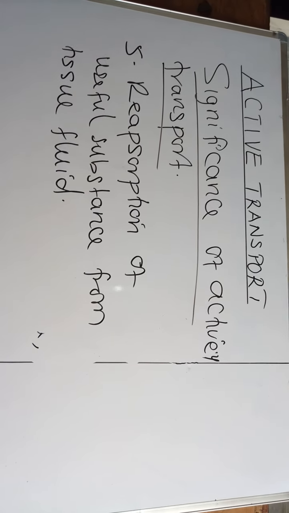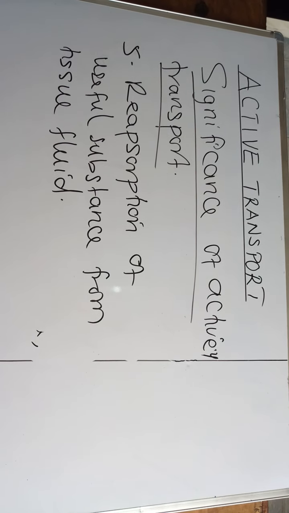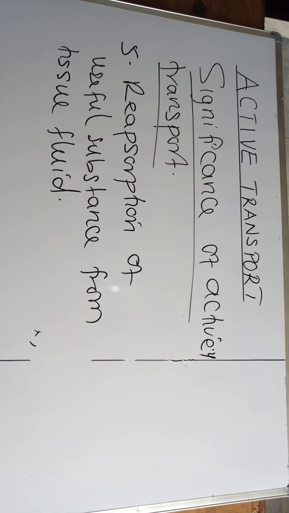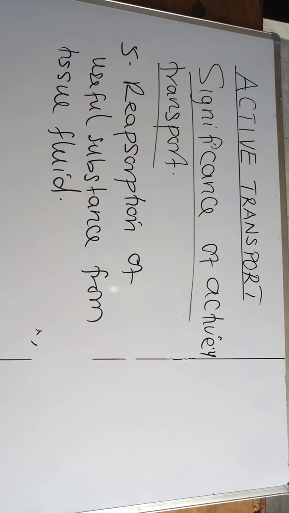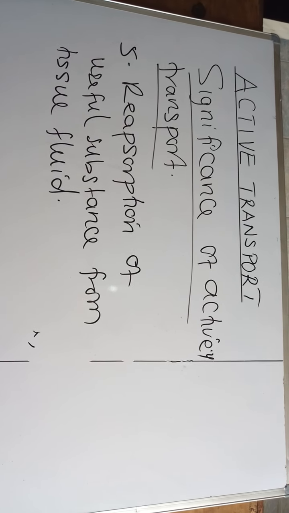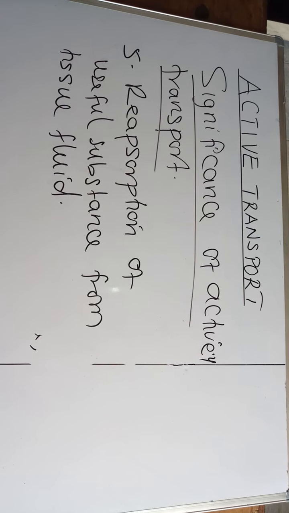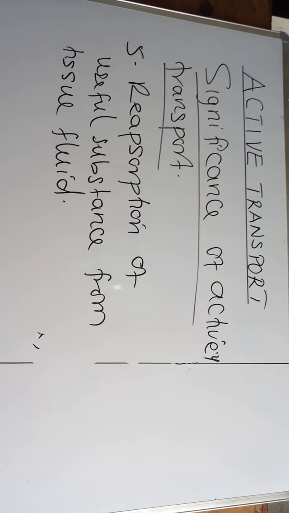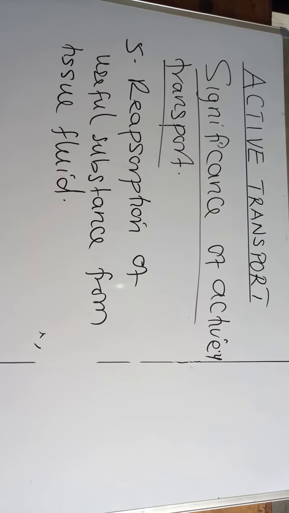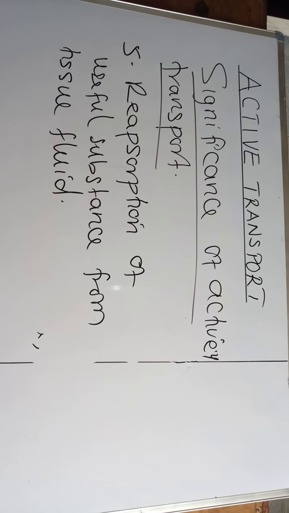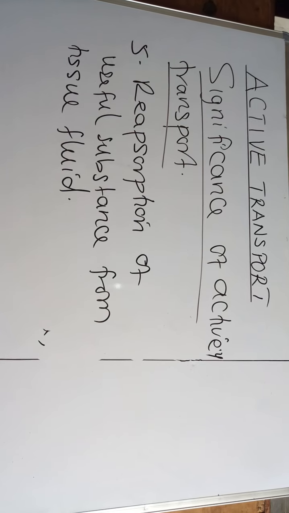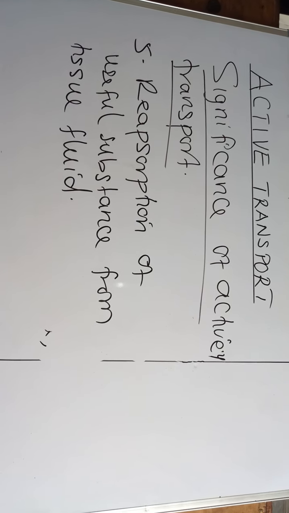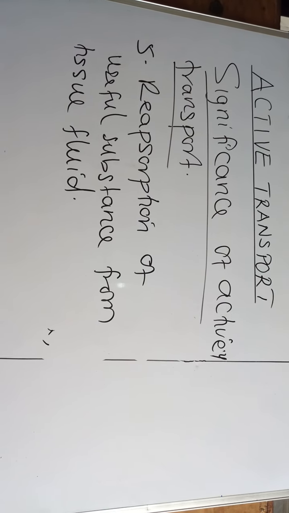For example, glucose will be used in the process of respiration to produce energy. Mineral ions will be used in nervous communication, which takes place across the cell membrane. Then selective reabsorption of substances from tissue fluid will take place against the concentration gradient, and that will involve active transport. So with that, we come to the end of that subtopic of active transport.